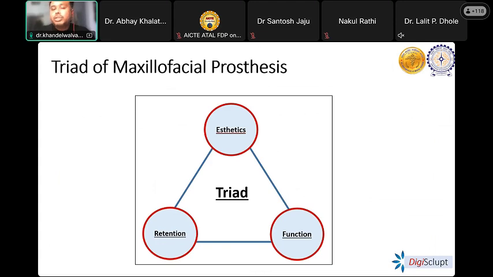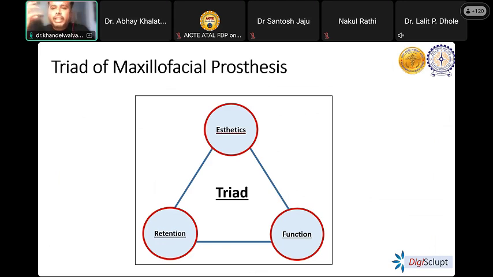But this is not true with the facial part. Every part needs to be custom made, highly precise, highly aesthetic, because it is going to be seen by everybody in the society. So it needs to be highly aesthetic. So the main requirement is the aesthetics. So it should match the surrounding structures.